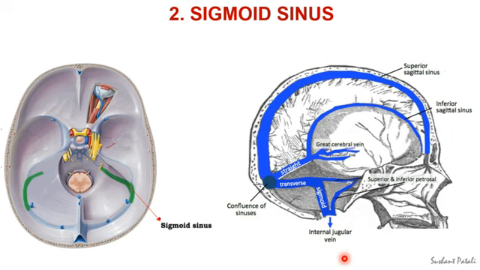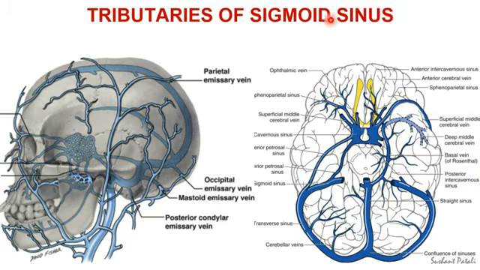The sigmoid sinus is separated from the posterior wall of the mastoid antrum by a very thin plate of bone, and also intervening are the mastoid air cells. The transverse and sigmoid sinuses form together what is known as the lateral sinus. So the lateral sinus is the transverse sinus and sigmoid sinus combined. What are the tributaries of the sigmoid sinus?